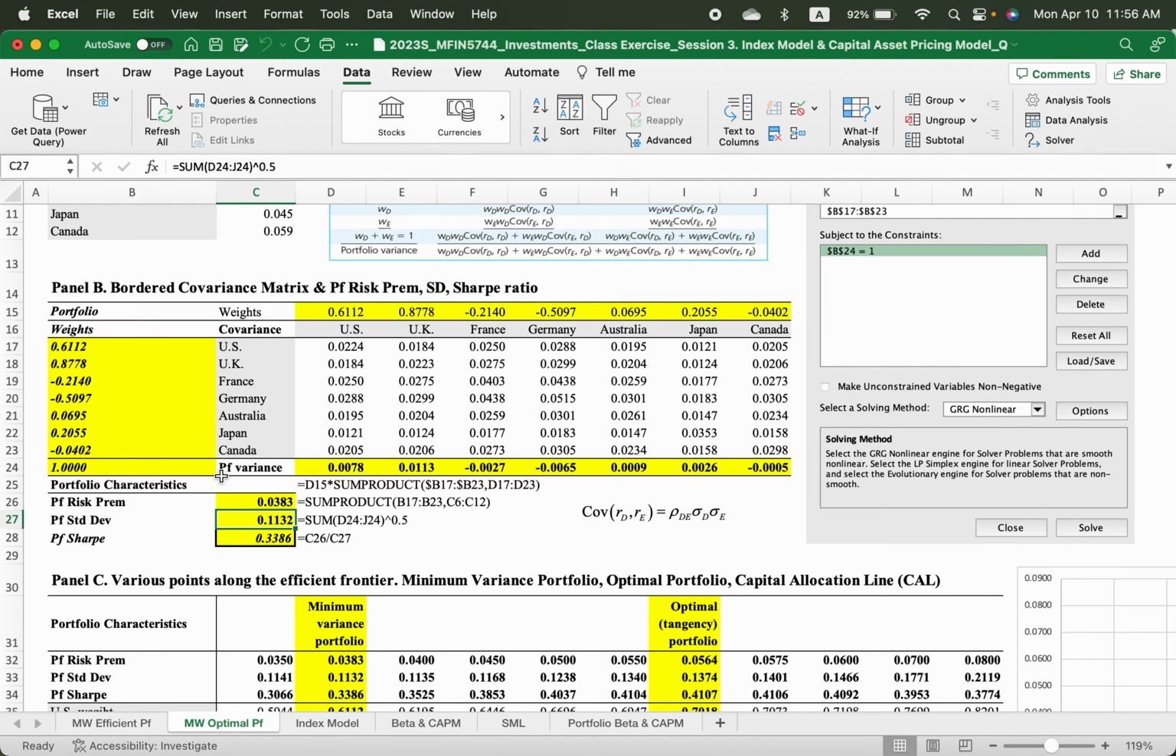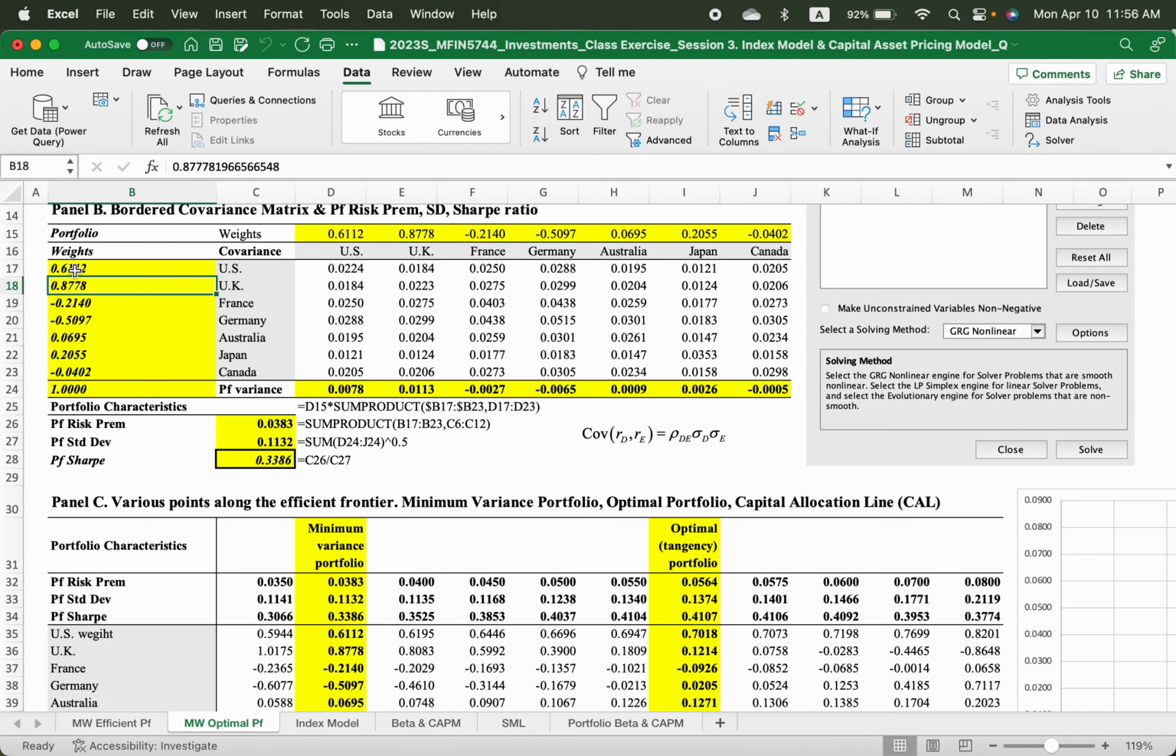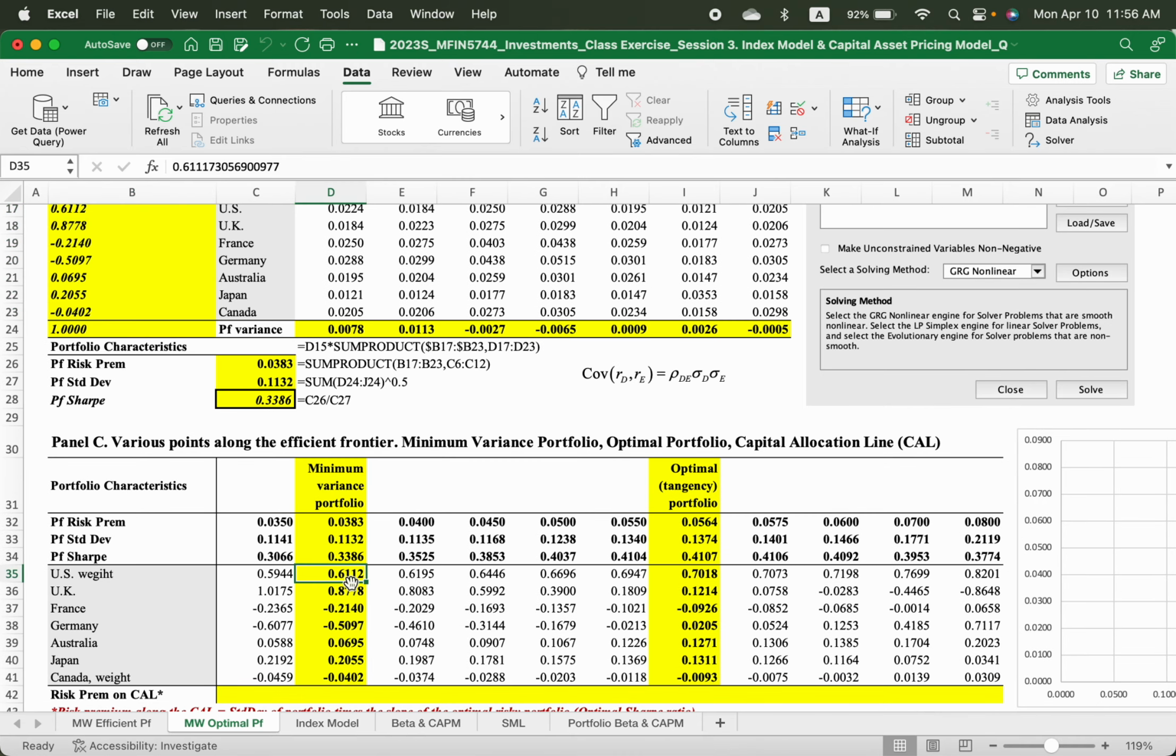Okay, then do you see here? Now, this is the weight of the US, UK, and France, all of these. So once you get it, just copy and paste on this minimum variance portfolio. What is the risk premium? 3.8%. What is the standard deviation? 11%, right? We just copy and paste here. And the portfolio Sharpe ratio is 33%.